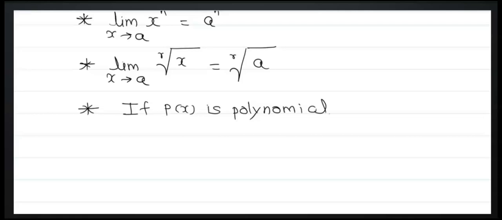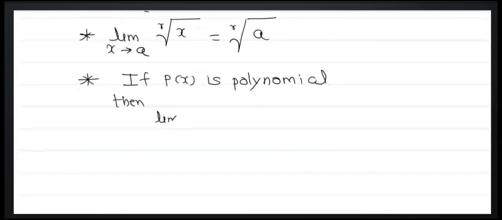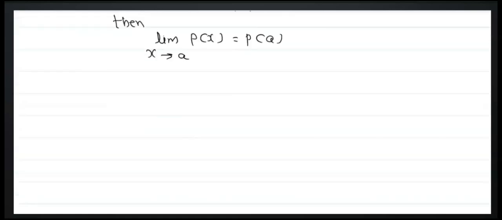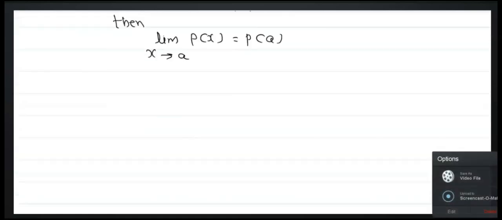If p of x is a polynomial, then the limit as x tends to a of p of x is equal to p of a. It means that here we replace x by a. In place of x, what are we writing? We are writing a.